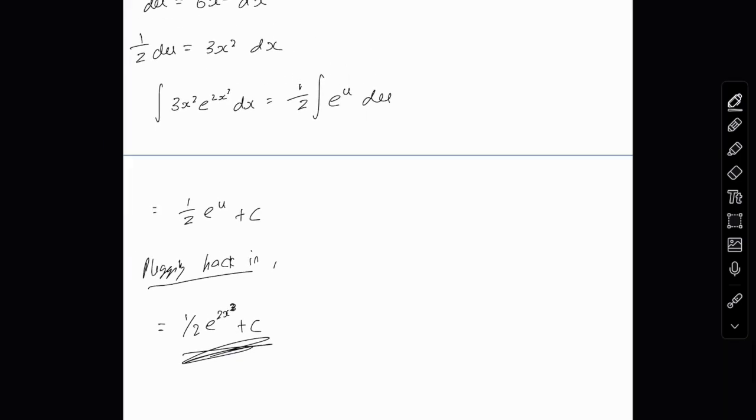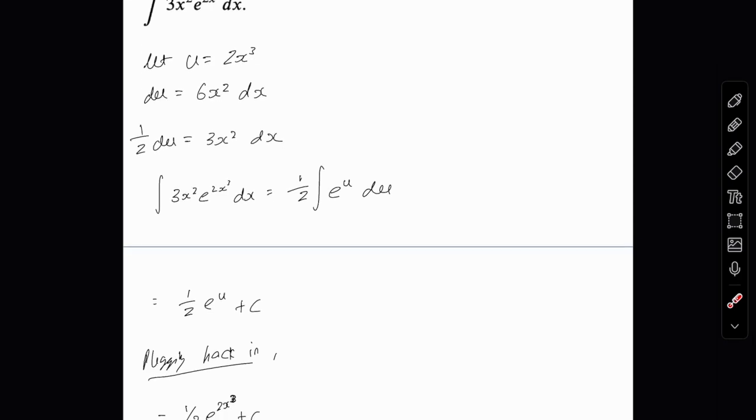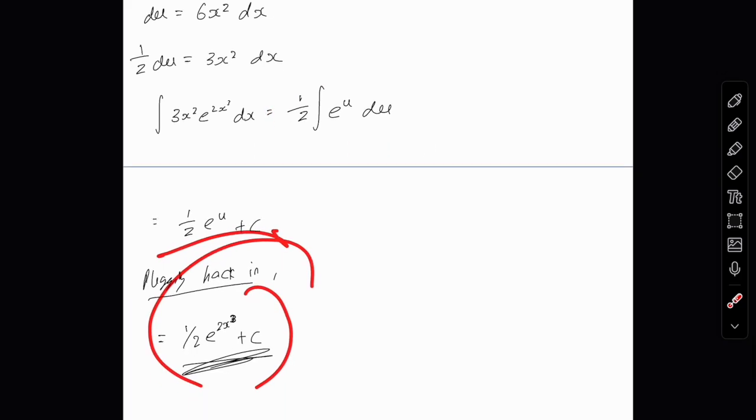So just to summarize there, we found u to be 2x to the power 3. We found du by dx, which was equal to a multiple of 3x squared dx, and we were able to use that to find what a half du is, which is 3x squared dx. Plug both in, we get this. Integrate, we get this, and then plug back in, we get this. And that's the final answer.